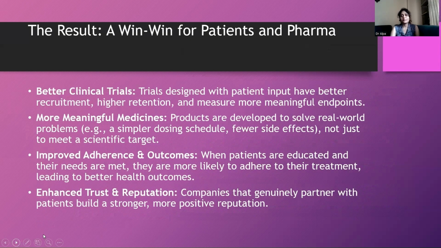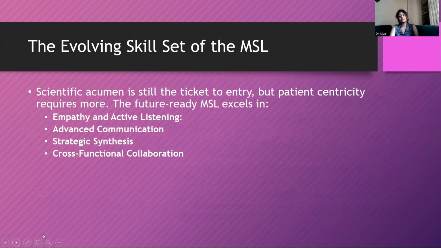So, what would be the result? A win-win for both the patients and pharma. Patients, certainly, if a drug is taking into account other parameters other than efficacy, then it will be beneficial for the patient. And in the long run, whatever is beneficial to the patient will build a relationship of trust between the patient and the pharma company, resulting in better outcomes for the pharma.